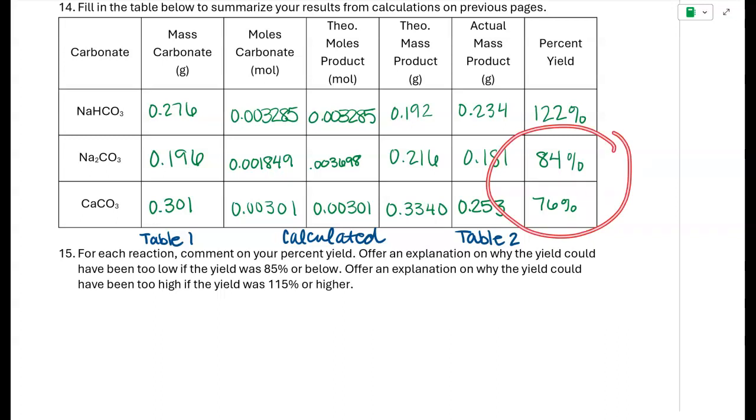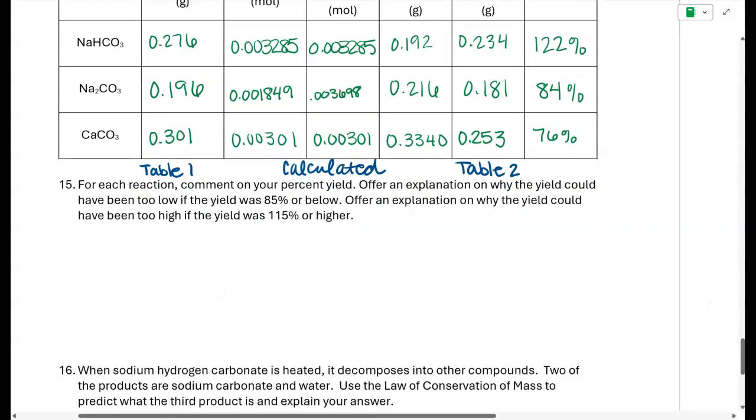Now, you need to make sure that you are offering an explanation on why the yield could have been too low if your yield was actually too low. And then again, offer an explanation on why the yield could be too high if the yield was too high. You don't want to offer an explanation like, I spilled some of my carbonate and so that's why my yield was too high. That doesn't make sense. So you need to have it match what you thought could have happened.